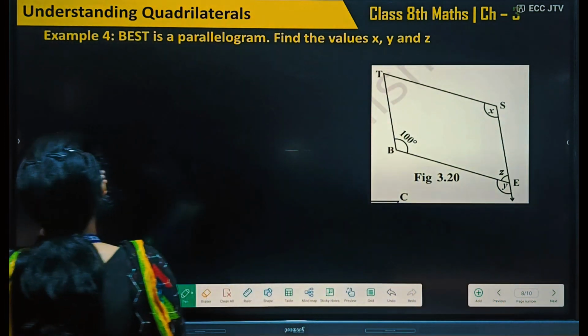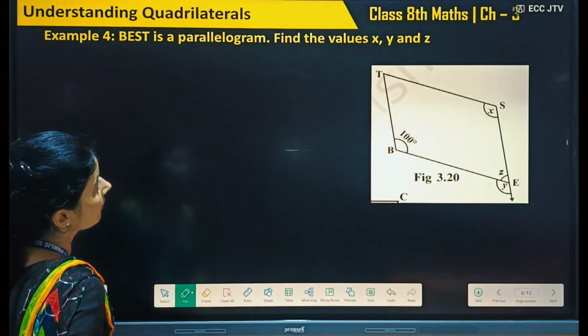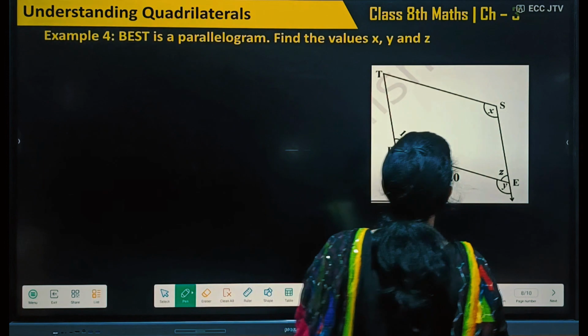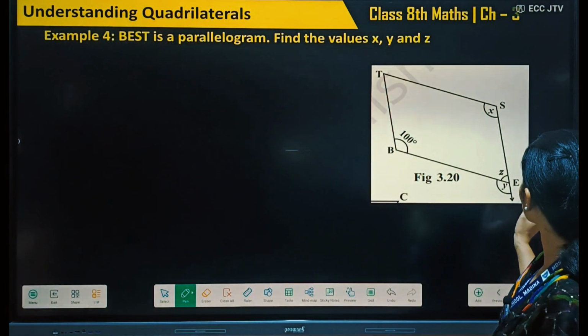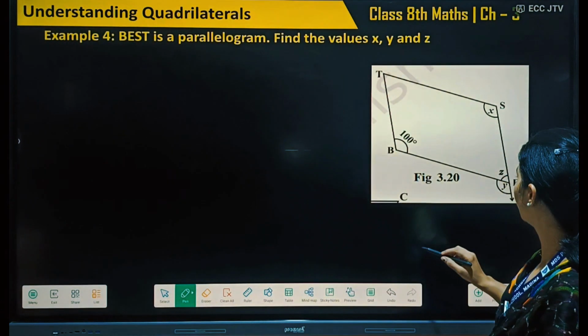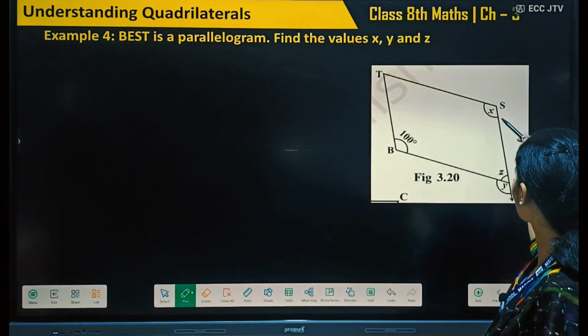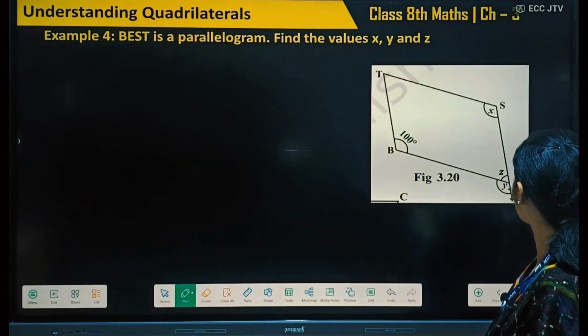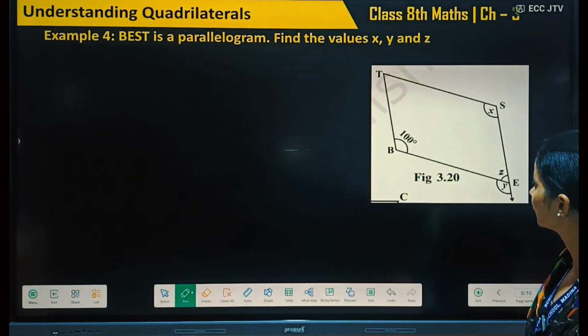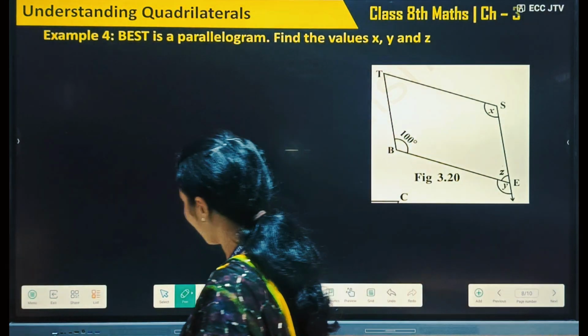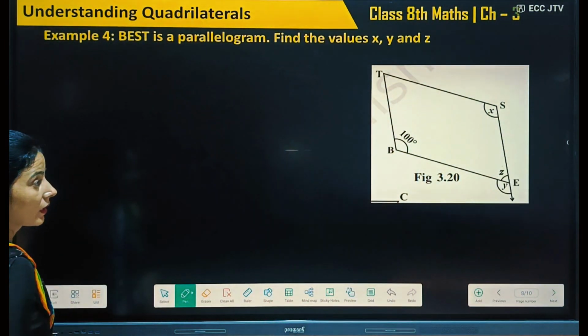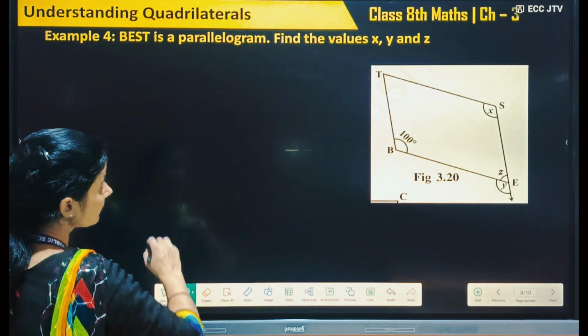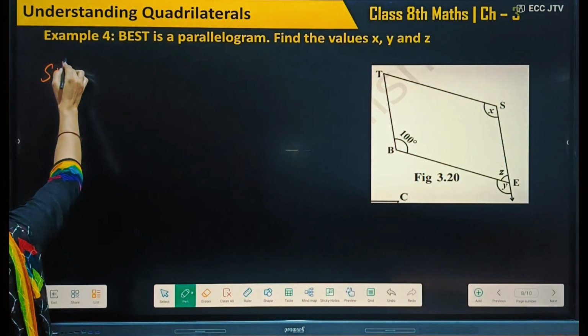Next question is, BEST is a parallelogram. Find the values of x, y and z. In this we need to find out the value of x, y and z. By making use of the properties of a parallelogram, we can do this question. Solution.